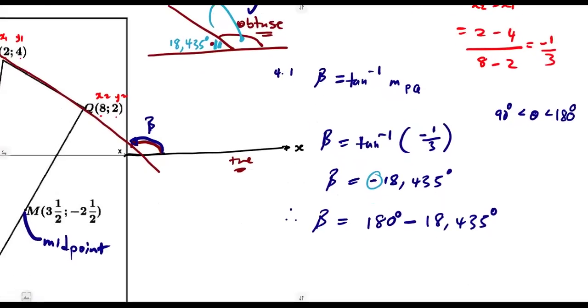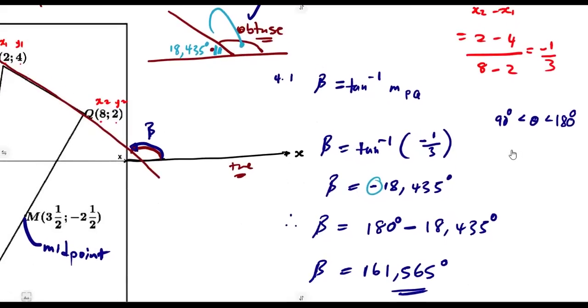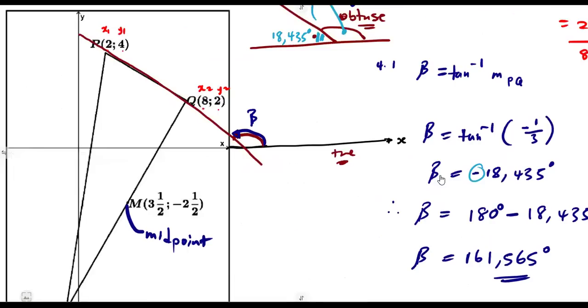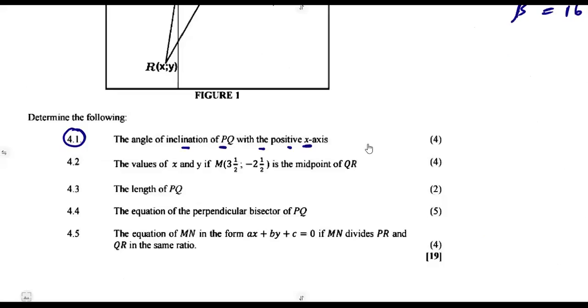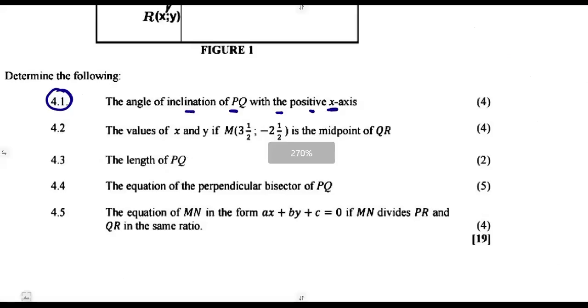That is our case. So in this case, we're going to have our beta, which is 161.565 degrees, as our angle of inclination. Just like that. So these are your typical questions, guys. Just make sure I go through your questions again.